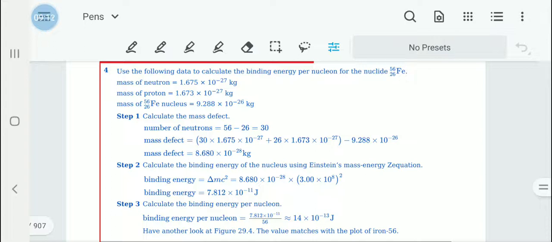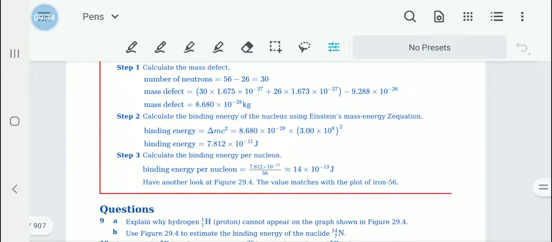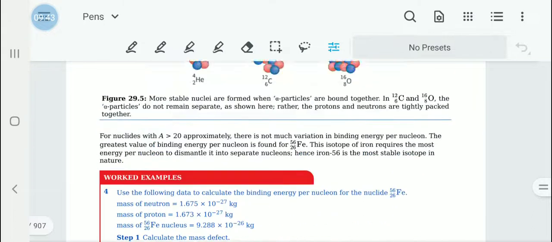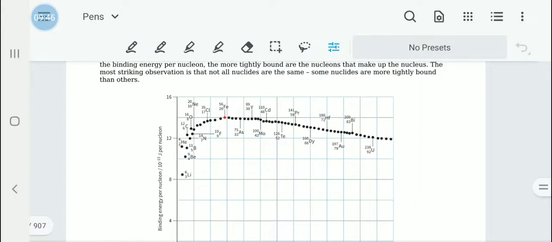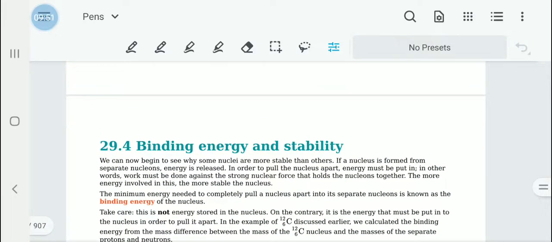So the mass defect is that, and then to find the binding energy you multiply that by the square of the speed of light. Then we get 7.812 × 10^-11 joules. Then we divide it by 56 because there are 56 nucleons to find out the binding energy per nucleon, 1.4 × 10^-12 joules. Then if you look at the chart here, you will be able to see that it agrees with the value that is given here.